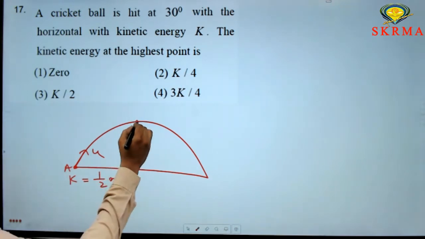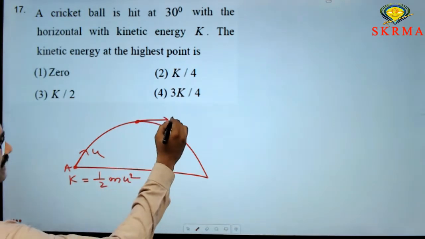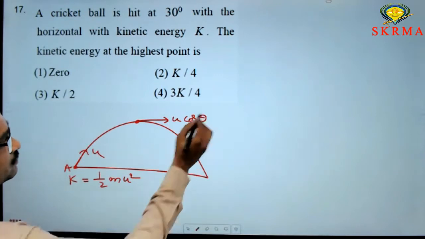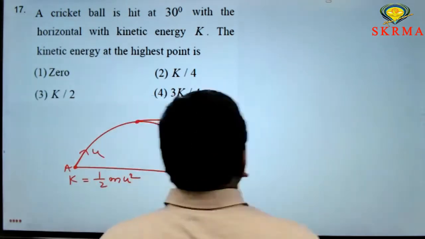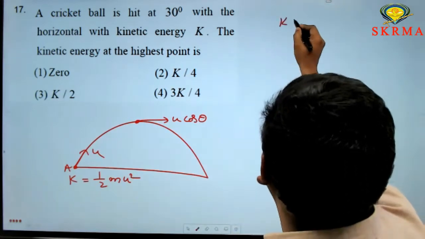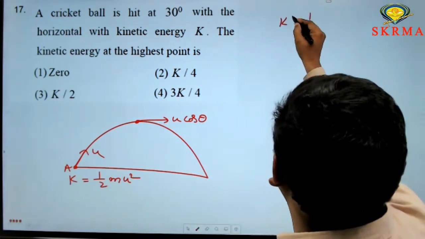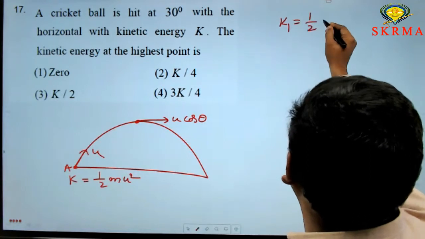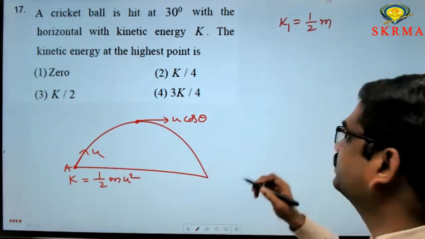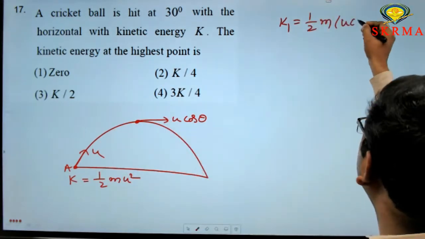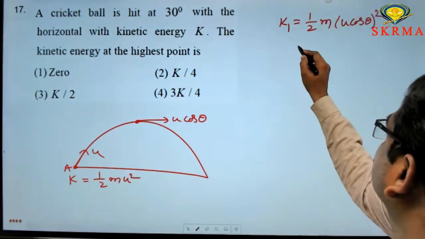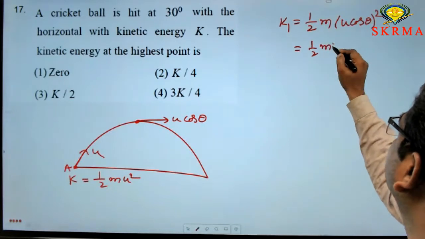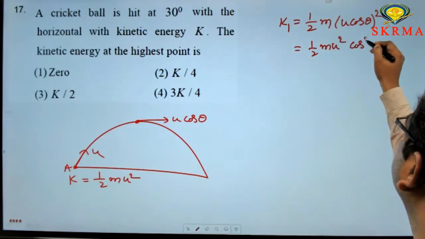location A. Now, at the highest point, velocity is u cos theta. At the highest point, velocity is how much? u cos theta. Now, what is the kinetic energy at that location? Let it be K1, 1 by 2 into m into velocity whole square. That means u cos theta whole square. That equals 1 by 2 into m u square cos square theta.